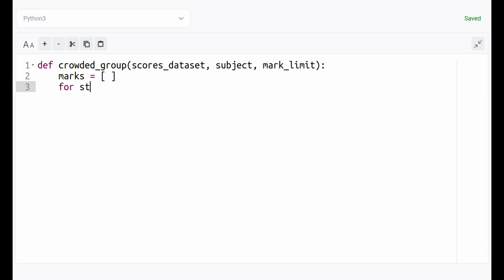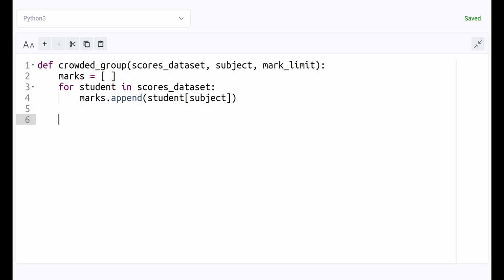So for each student in scores dataset, which is a list of students, right? A list of dictionaries. Now student of subject is what? Student is a dictionary, so student of subject will give me the mark scored by the student in this subject. So I have to append this to marks. Now I have done one part, which is to extract all the marks and store them in a list.